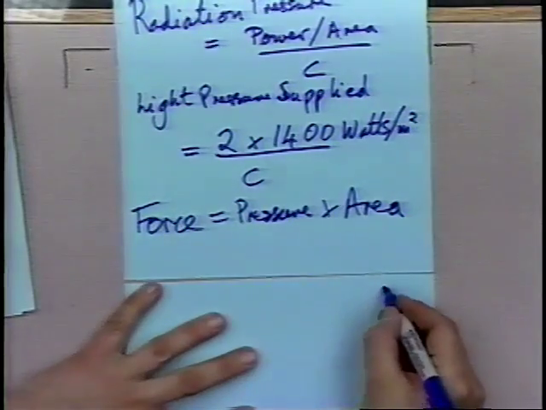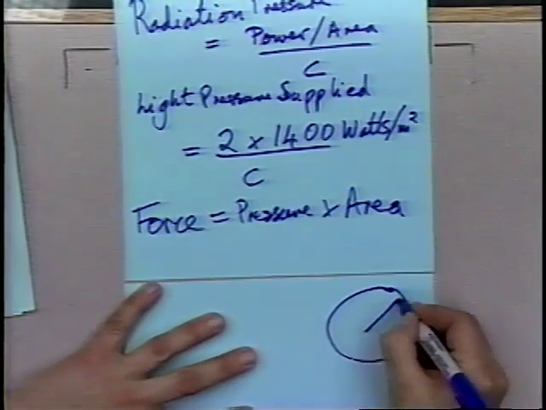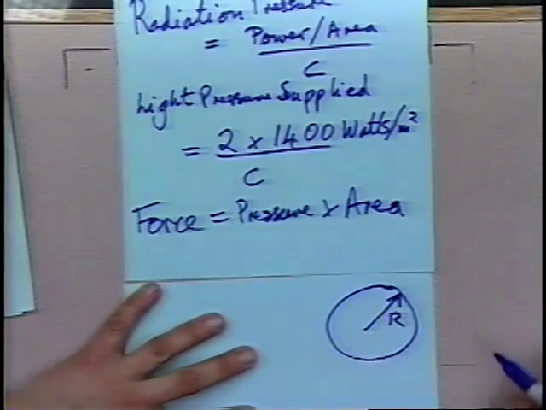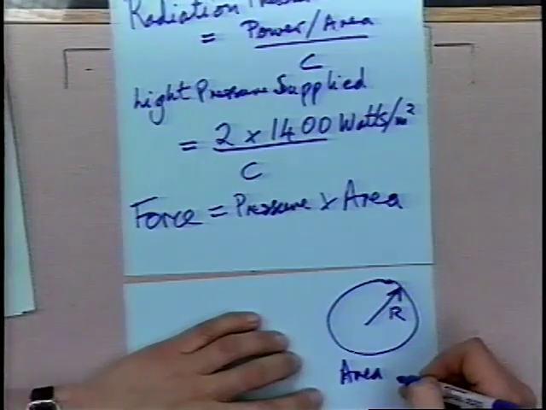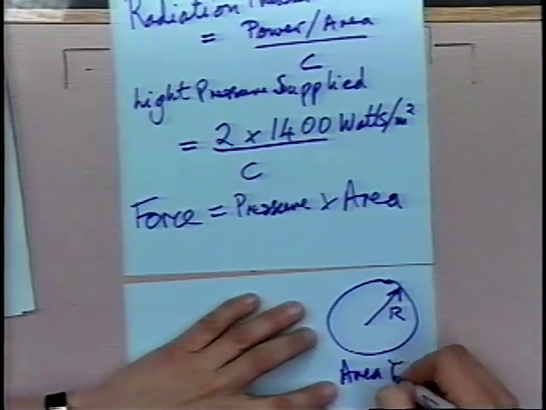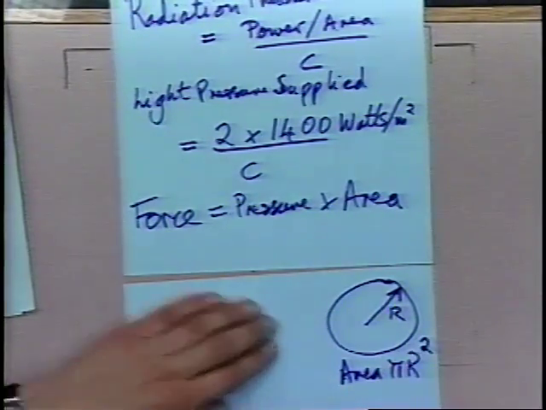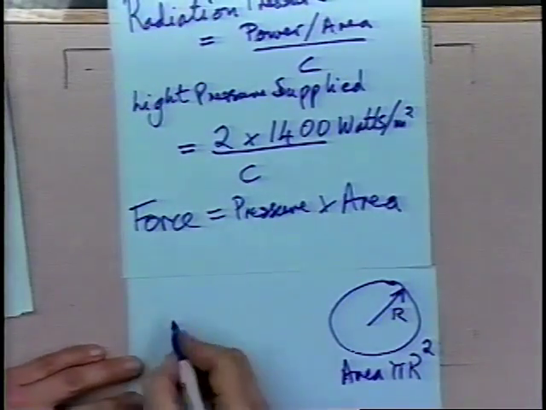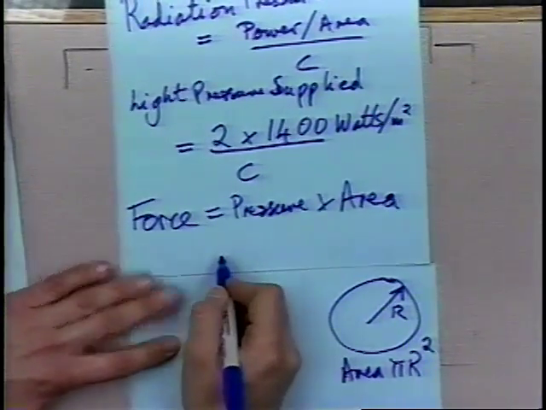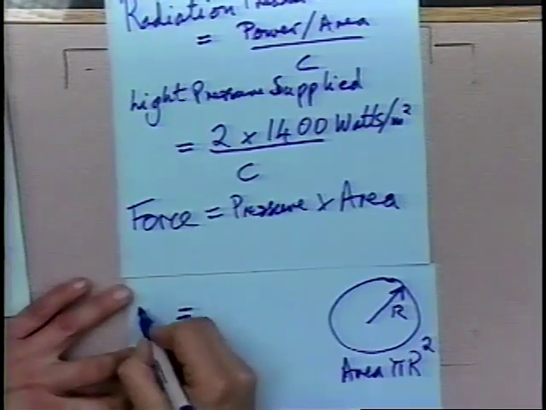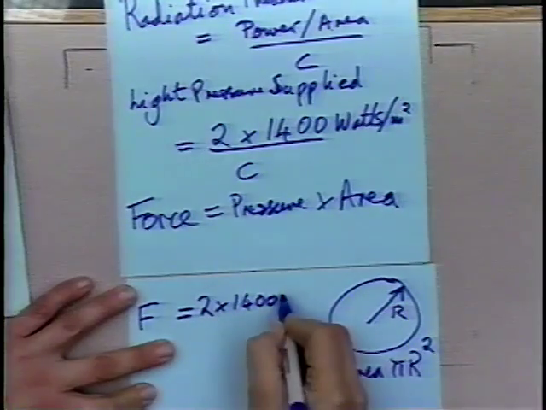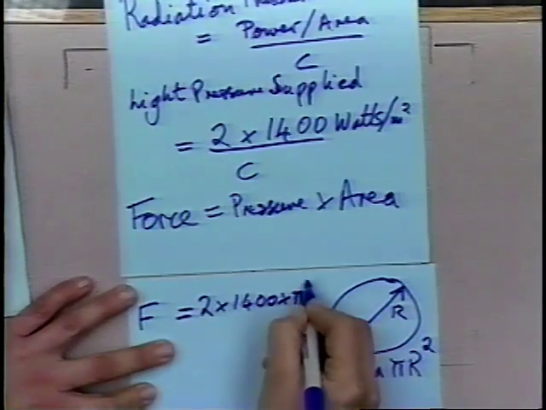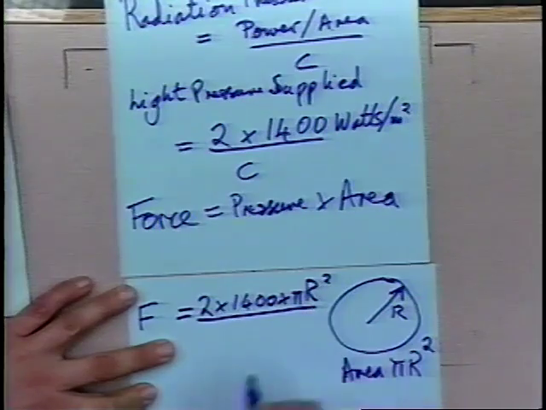So if we have a solar cell, and let's just make a rough estimate, a solar cell of radius r, the area is what? Area of a circle, radius r? Pi r squared. So now we have that the force F is equal to 2 times 1400 times pi r, the radius of our solar panel, squared, divided by c again.